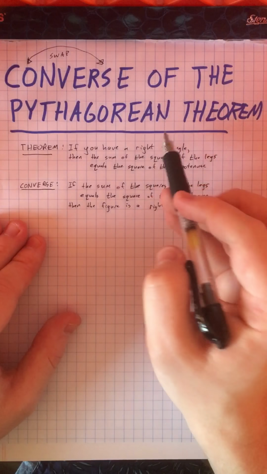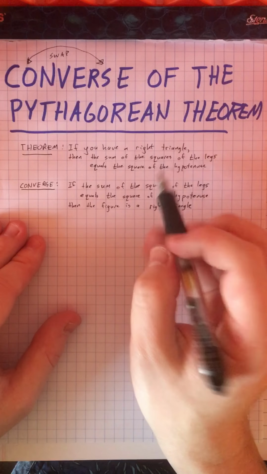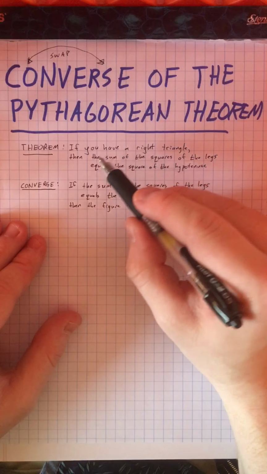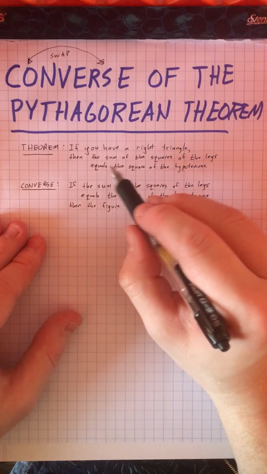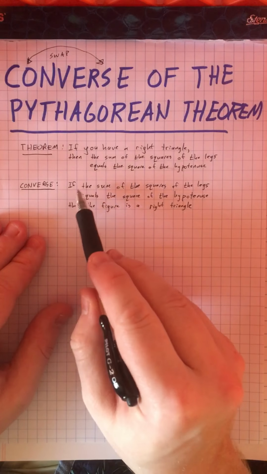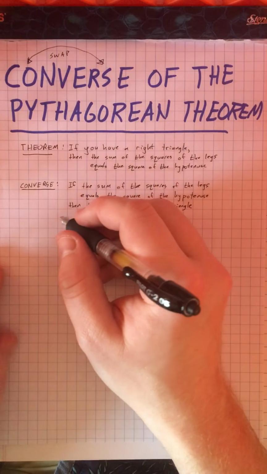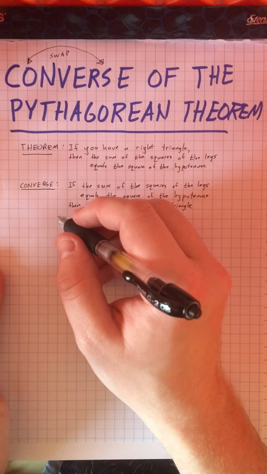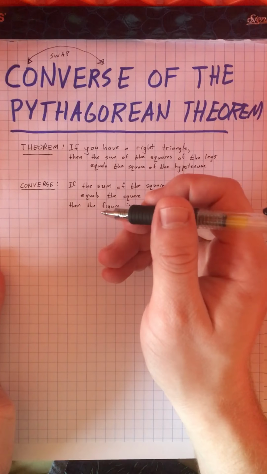So the original theorem, if you have a right triangle, then the sum of the squares of the legs equals the square of the hypotenuse. The converse flips it around. If you have a figure where the sum of the squares of the legs equals the square of the hypotenuse, then the figure must be a right triangle. This allows us to determine if something is a right angle by only using a ruler, which is a really powerful tool to have. Let's take a look at this in action.